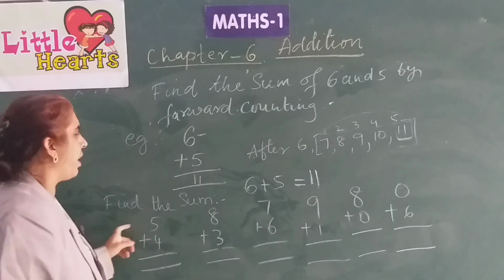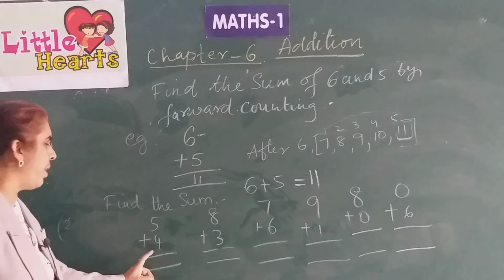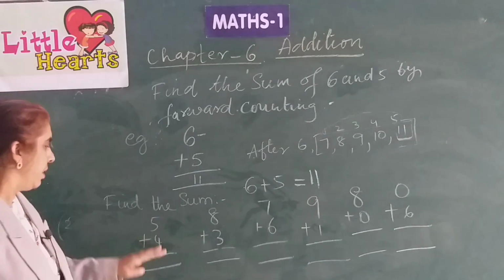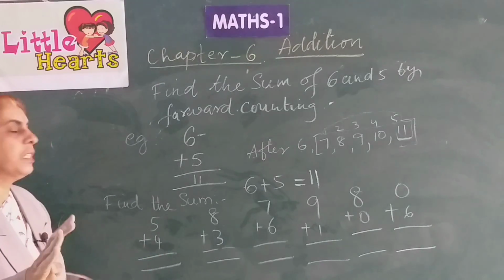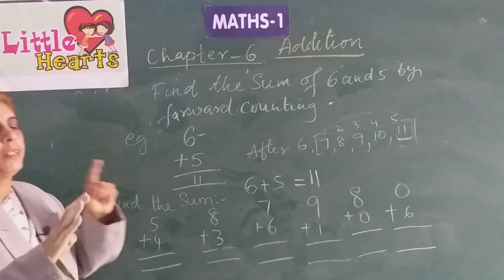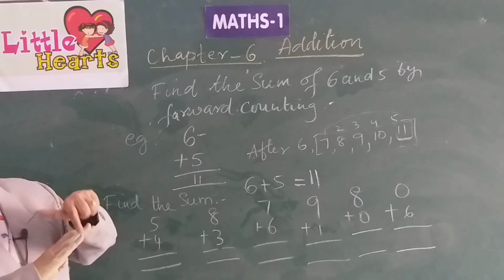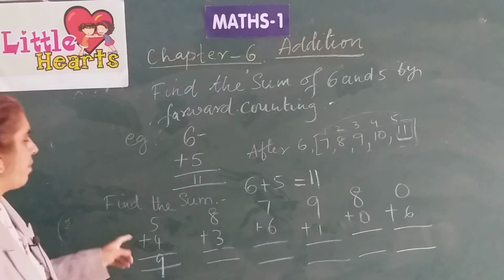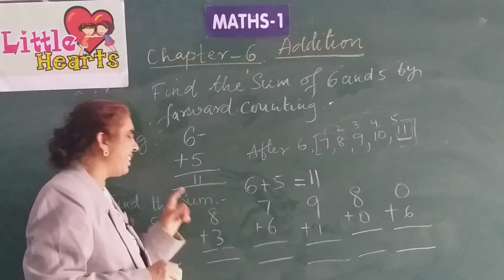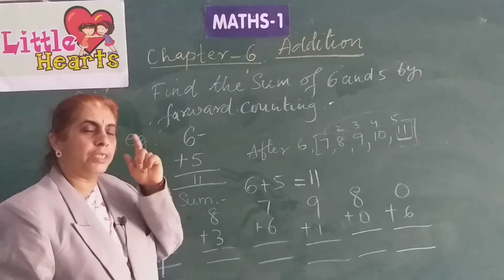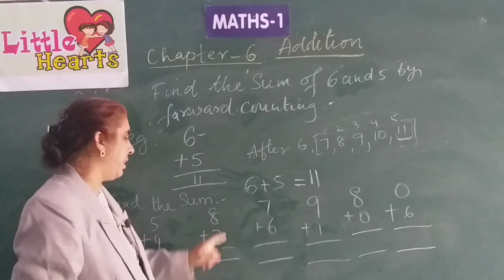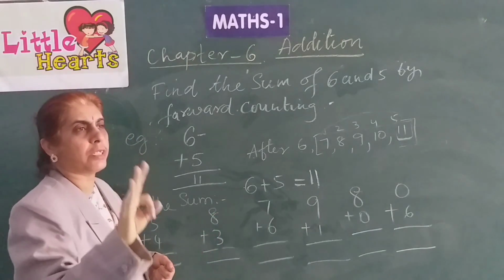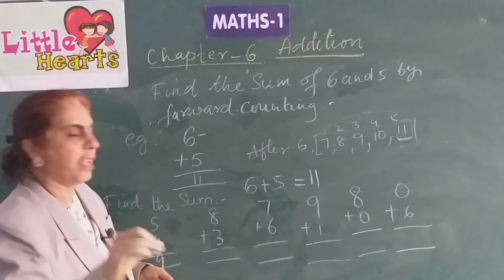In the same way, find the sum of 5 and 4. 5, you remember 5 in mind and take 4 fingers, count after 5. 6, 7, 8, 9. 9 is the sum of 5 and 4. 8 plus 3. Take 8 in your mind. The first number is 8. Add 3 to 8. So 3 numbers after 8 you have to count. 9, 10, 11.